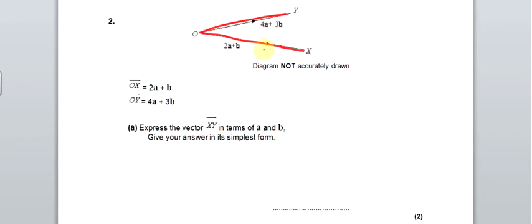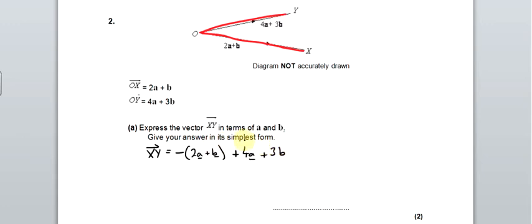This is the opposite direction to this vector, so the first thing we're going to write down is XY is equal to minus 2a plus b. And it's minus because it's in the opposite direction. And then we're going to go along here in the positive direction, so it's plus 4a plus 3b. So that's the first bit there.